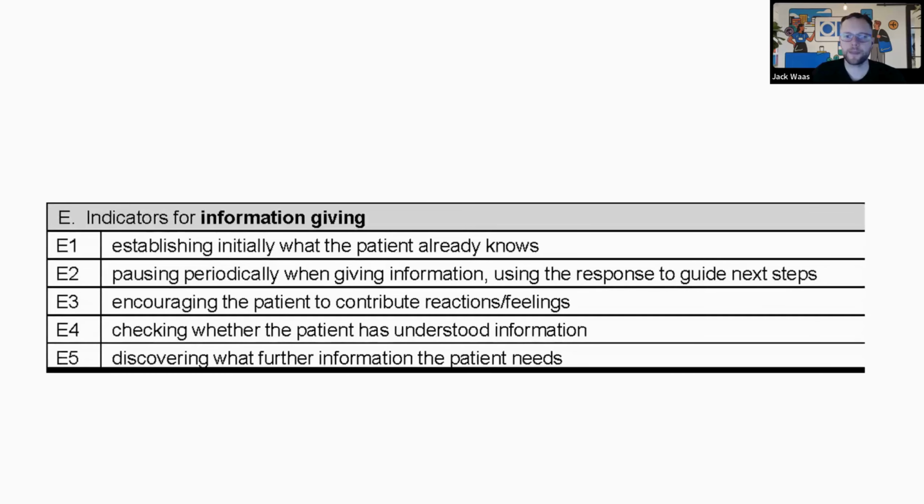Information giving is one of the clinical communication criteria, right? So, there are different indicators here, E1, E2, E3, E4, E5. These are ways of showing how you give information effectively, okay?